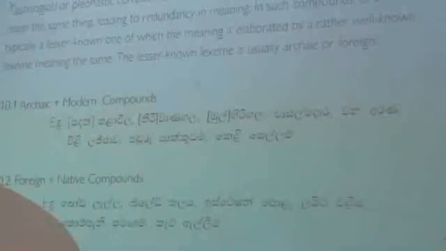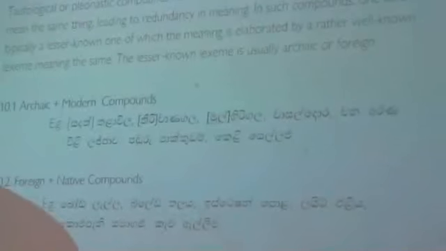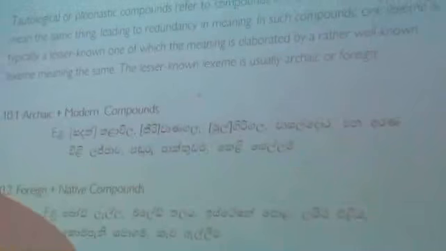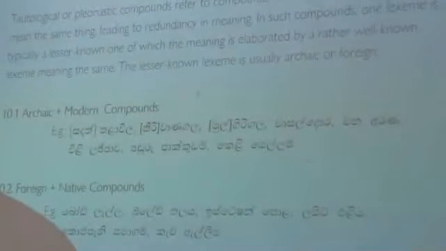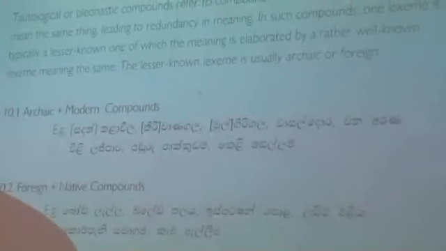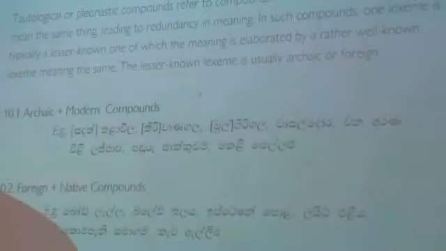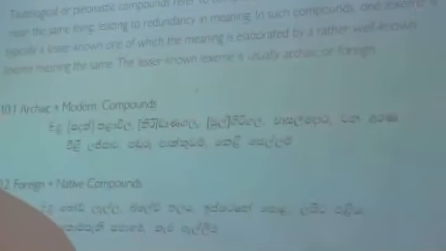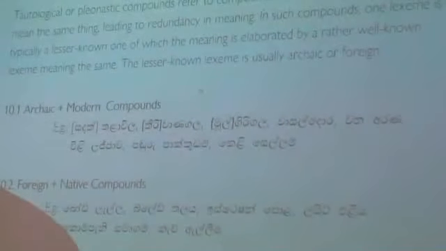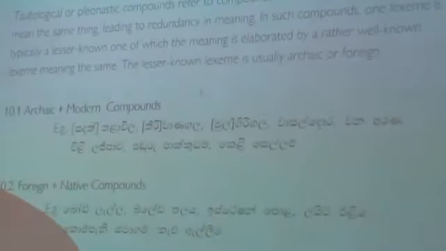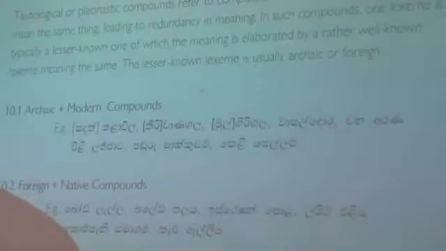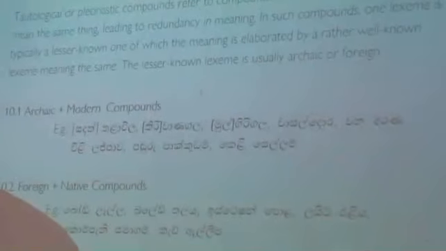Then another interesting case is tautological compounds. In tautological compounds, there's a repetition. There are two elements referring to the same thing. There are two synonymous words put together. Why these things have come into existence is because of language change. As you know, language goes on evolving, and certain elements lose their clarity of meaning in the contemporary language. Therefore, people place another, more well-known form, meaning the same idea, to support such words.